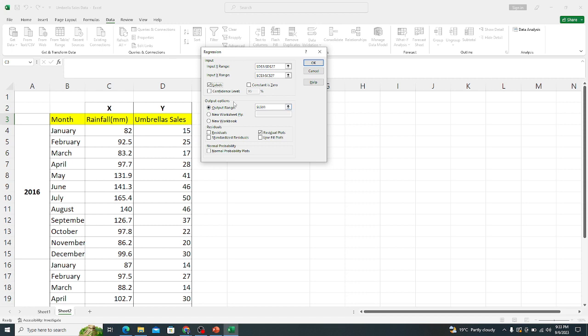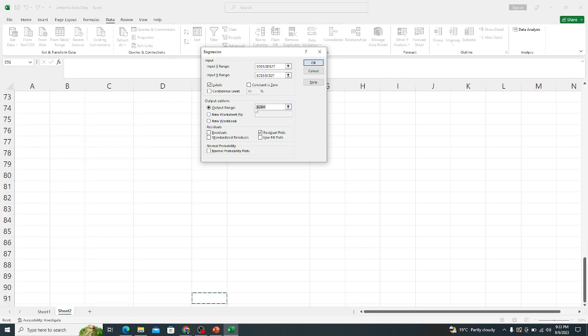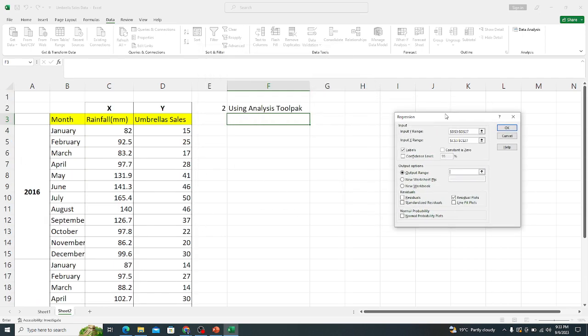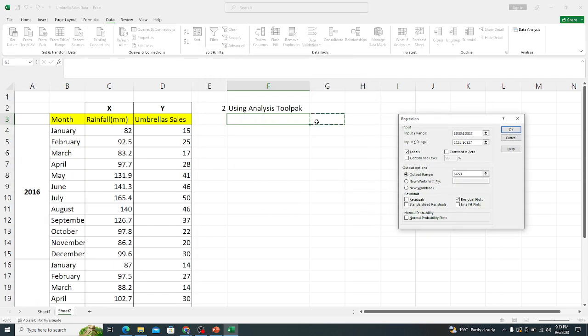Then after that, we want the output range. Where do you want your output to be? I want my output to be in the same worksheet, so I will just select a specific cell. You can select inside here, maybe this cell. Then after that, click OK.